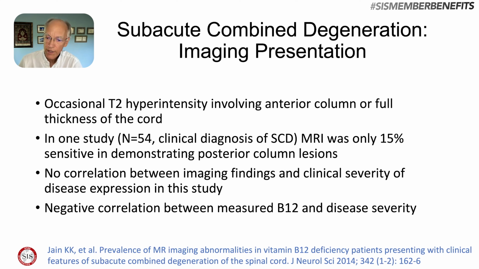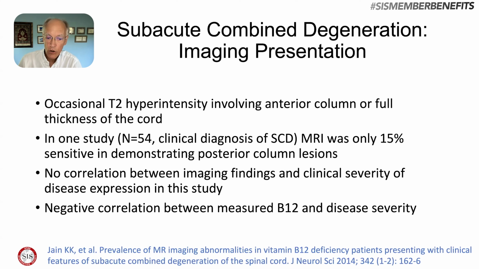Now, even though that's a very characteristic appearance, that is the T2 hyperintensity in the dorsal columns, it's not necessarily that sensitive. In one study with an N of 54, all of whom had a clinical diagnosis of subacute combined degeneration, the MRI showed that characteristic finding only in 15% of patients. So don't rely on the MRI finding being present.